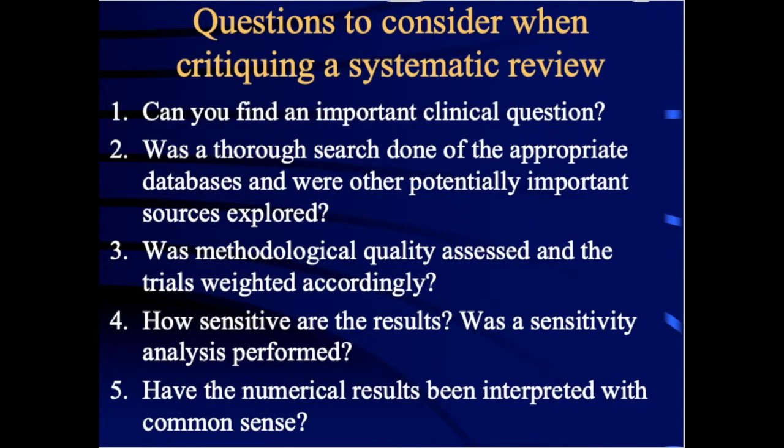So lastly, I just want to review some questions to consider when critiquing a systematic review. You want to make sure that there's an important clinical question being answered with that review, and that a thorough search was done of the appropriate databases. So oftentimes we'll see Medline used, we'll see Embase, which is from Europe. But we may want to also make sure that some gray literature is searched. Gray literature, again, are those studies which haven't been published.